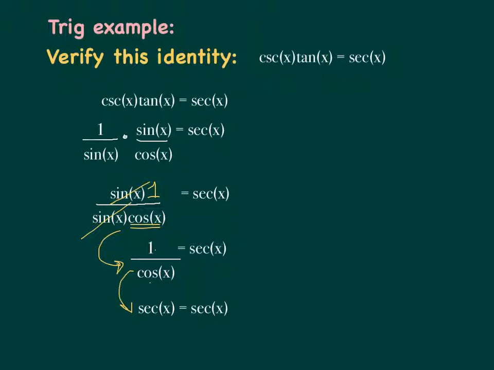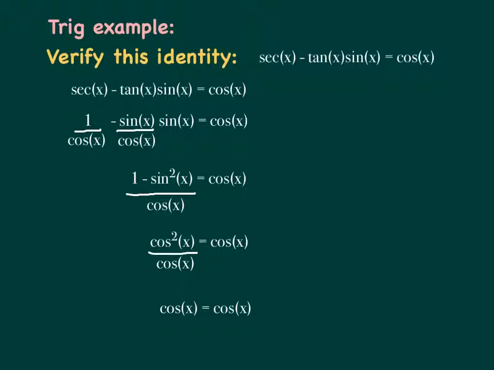So what I'm really doing is I'm just going step by step on the left-hand side, and I'm always just writing out the same thing on the right. And then I know I'm done when I have what I call an obviously true statement. Well, obviously the secant of x equals the secant of x. So since we used logical algebraic steps to transform the left-hand side into the right-hand side, I know that this identity is true.